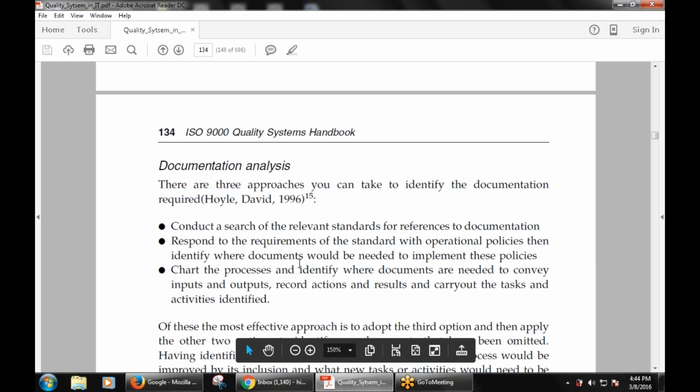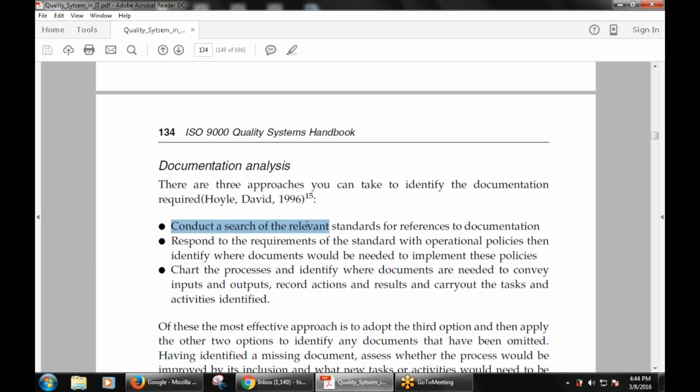First is the document analysis, that is, how we use it. What are the various approaches required for the document analysis? First of all, conduct a search of the relevant standards that reference the documentation. What are the various standards used for reference to the documentation, that is the first part. Then respond to the requirements of the standards with operational policies. Then identify where documents will be needed to implement these policies.